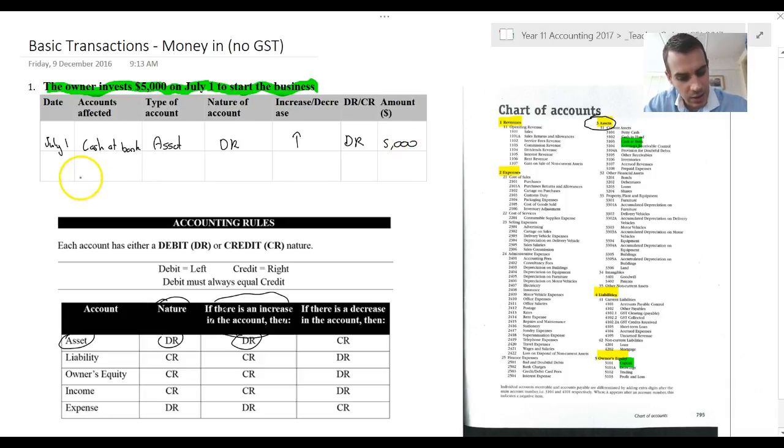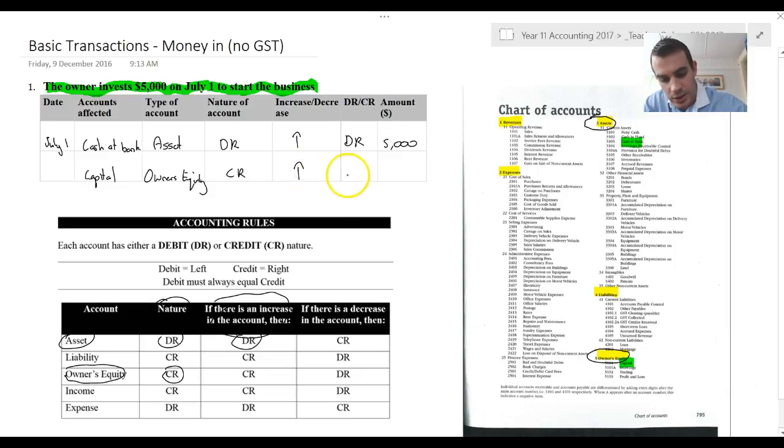The second account affected was our capital account. Now the capital account, the type of account it is from our chart of accounts, it's an owner's equity account. The nature of owner's equity accounts, if we have a look here at our accounting rules, owner's equity by nature are credits. Now again, it's going to increase. So it's going to stay as a credit for $5,000. We can just do a quick check here. Our debits always have to equal our credits. So we can see here $5,000 debit equals $5,000 credit.